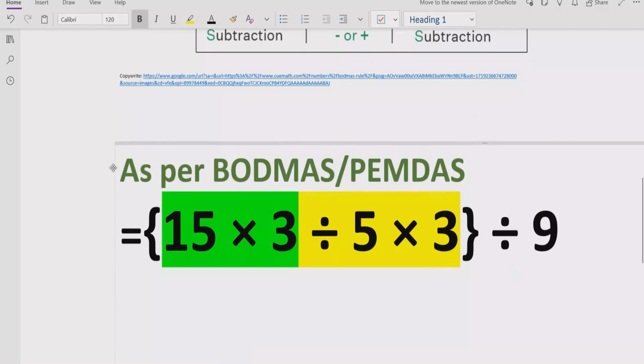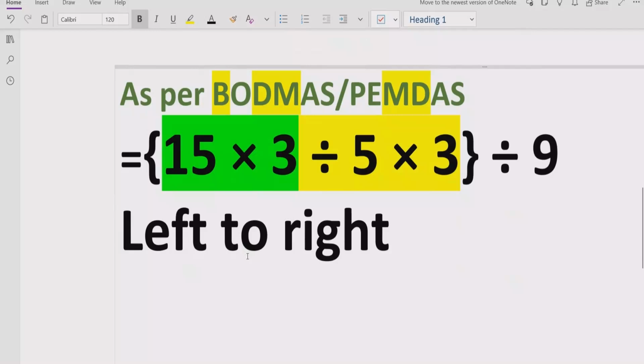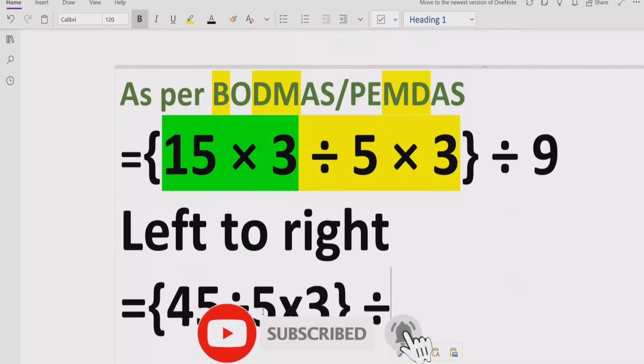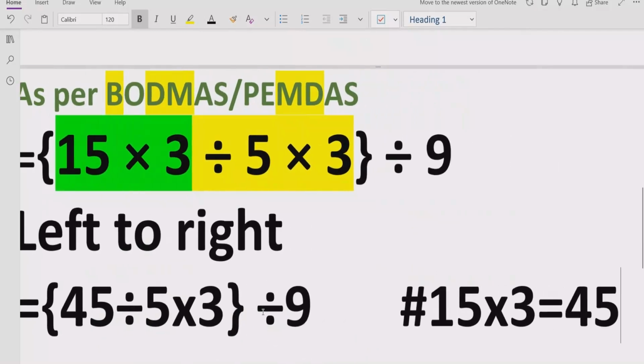Because according to the BODMAS and PEMDAS rule, you cannot say like I'm using the BODMAS, so I will solve the division first. Or you cannot say I'm using the PEMDAS, so I will solve first multiplication. No, the rule is same. Left to right and find out which is coming first. So now we have 15 multiplied by 3, which is 45. And also we have bracket, so we will write bracket as it is and divided by 5 multiplied by 3, we will write here as it is. And again divided by 9, right now we will write as 15 multiplied by 3 equals to 45.